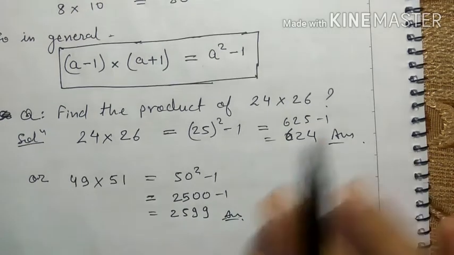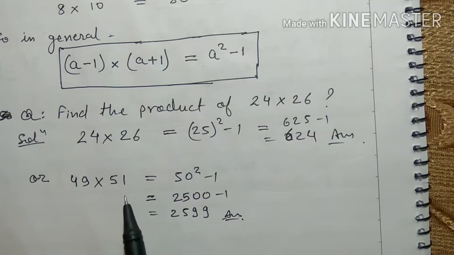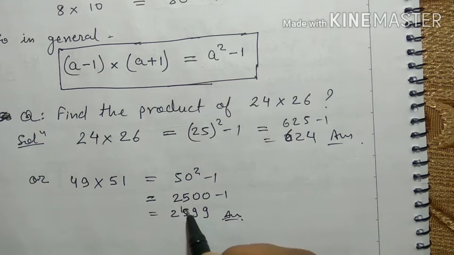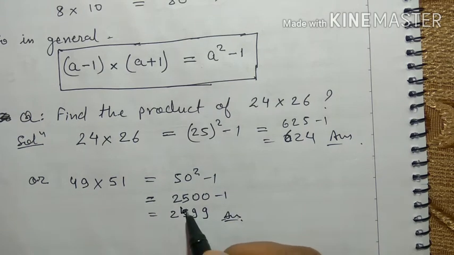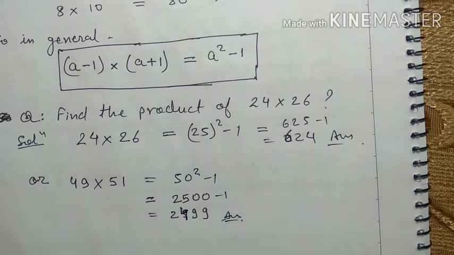Okay, similarly here 49 into 51, these are two consecutive odd numbers, so the product of 49 and 51 is 50 square minus 1, and 50 square is 2500, minus 1 is 2499. There is some mistake. 2499 is the result of this.